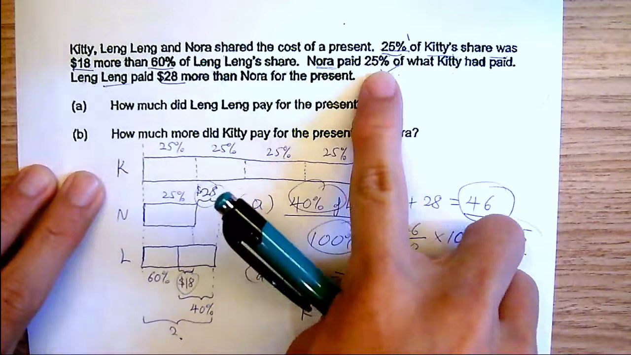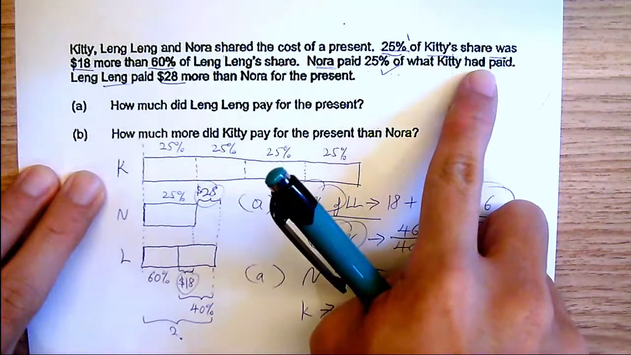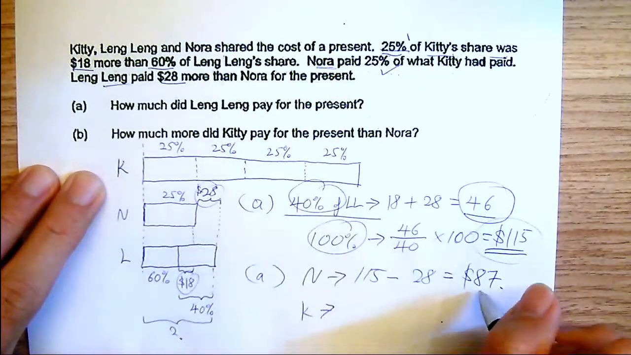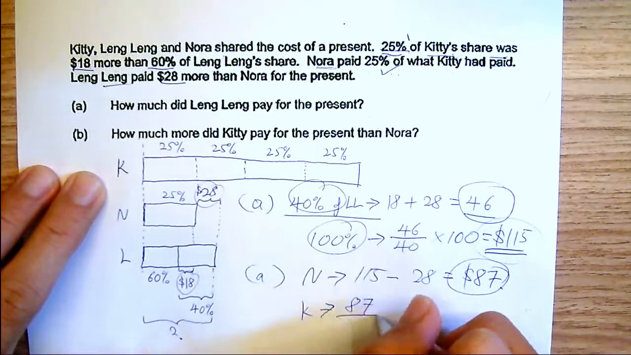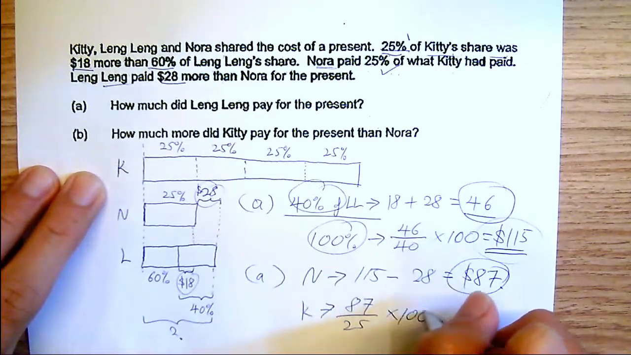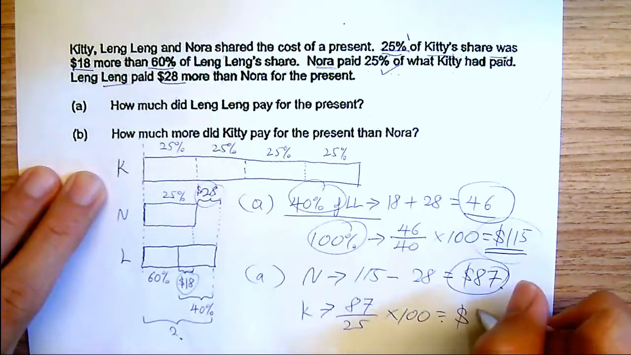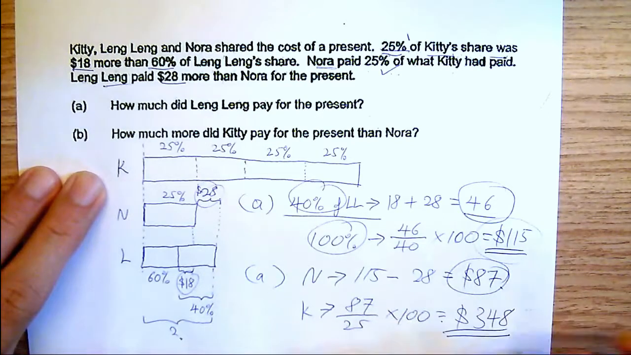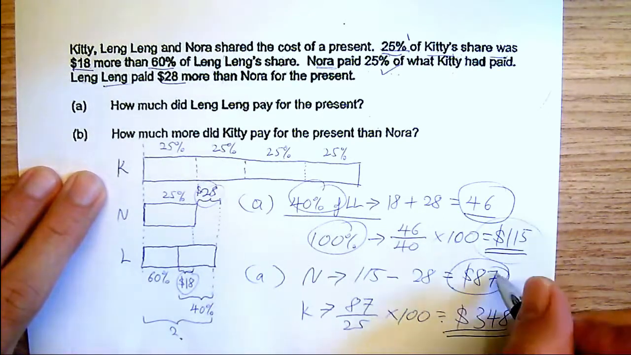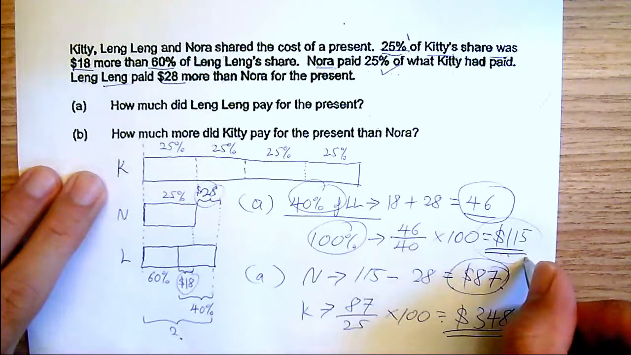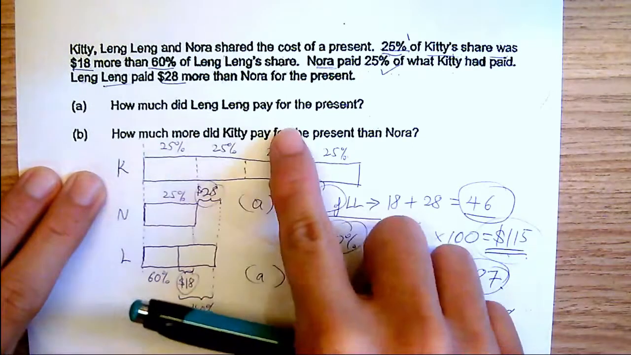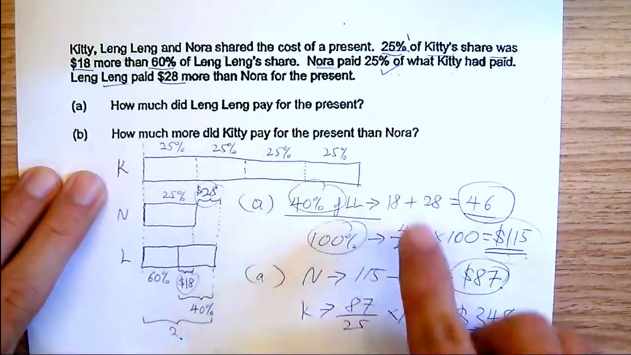Since Nora paid 25% of what Kitty paid, for Kitty, you take $87 divided by 25%, multiply by 100% to find out how much Kitty paid. So $87 divided by 25 multiplied by 100, and that will give us, wow, that's a lot of money, $348. So Kitty paid $348, Nora paid $87, Ling Ling paid $115. To answer the question, they said how much more did Kitty pay for the present than Nora? Simply take Kitty minus Nora.